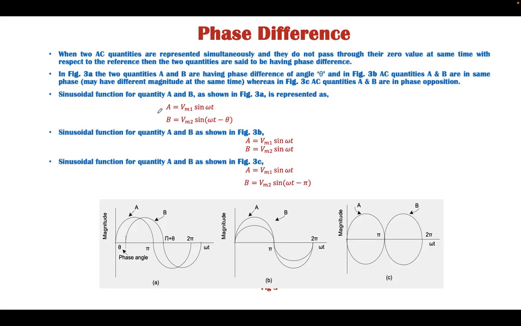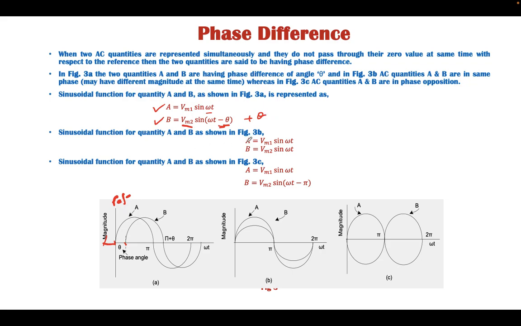Now the phase difference. Suppose that instead of having one phasor or one quantity, we have two quantities. One quantity is A, another quantity is B. Quantity A has magnitude Vm1 sin omega t, another quantity B has magnitude Vm2 sin omega t minus theta. Here theta means quantity A starts from the reference, whereas quantity B will start by an angle of theta after this reference, and that is why it is minus. If it was starting before this reference, then the same can be written as plus theta.